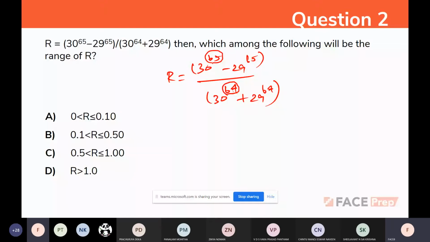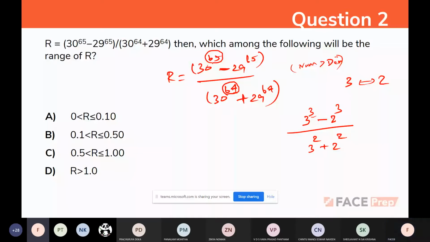You can ask me, sir, here it is minus, here it is plus, so how is it possible? Let's consider smaller numbers, not 30 power 65. Let's take 3 and 2. So let's write it in this way: (3 power 3 minus 2 power 3) divided by (3 power 2 plus 2 power 2). Here 65 becomes 3, 64 becomes 2, and in the numerator it is 3 minus 2. So what will be the answer for this?